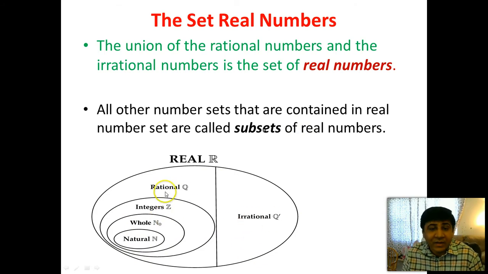For example, the rationals and irrationals are contained in the real number system, so they are subsets of real numbers R. The natural numbers, or the counting numbers, are contained in the whole numbers, because whole numbers is the bigger set since it includes 0. Integers are a bigger set than whole numbers because integers include negatives and positives, and all of these sets are included in rational numbers. Going back to the statement, all other number sets that are contained in the real number set, which is this whole big oval shape, are called subsets of real numbers.